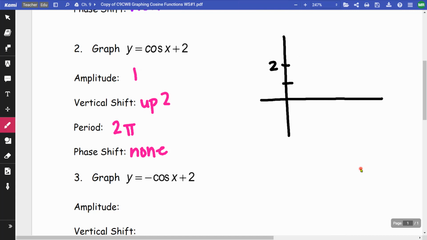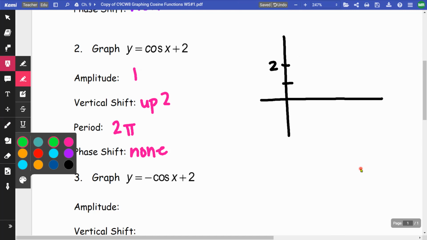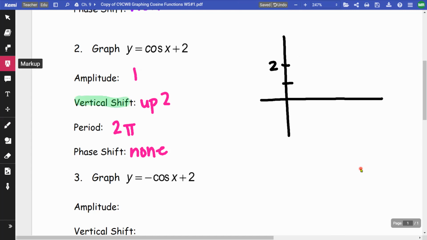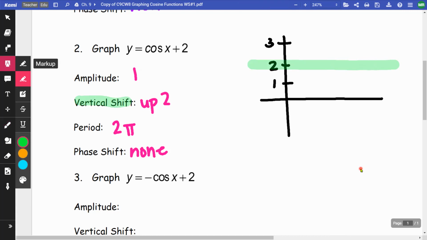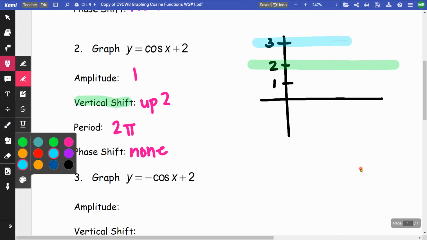Okay. That is where my vertical shift is. That's my vertical shift right there. That's where my zeros are going to be. And then my amplitude is 1. So I'm going to go 1 above that, which is 3, and 1 below, which is 1. And that's going to be where my highs and my lows are going to be.